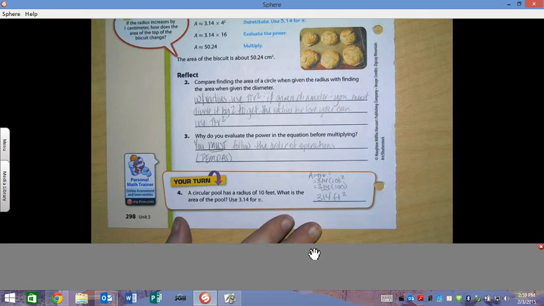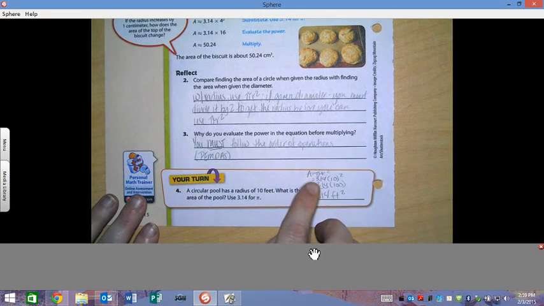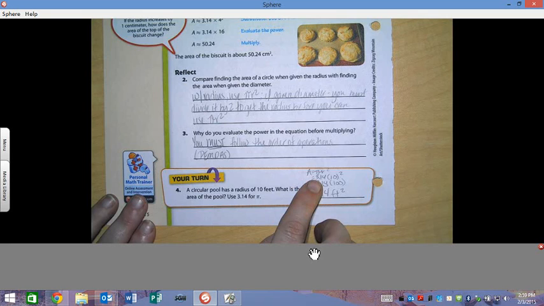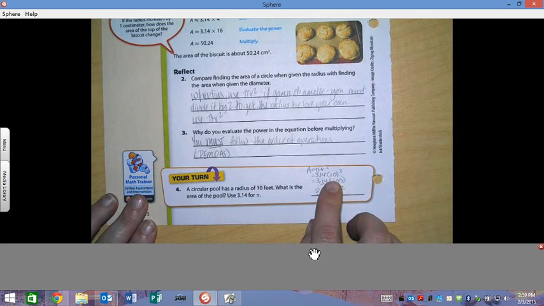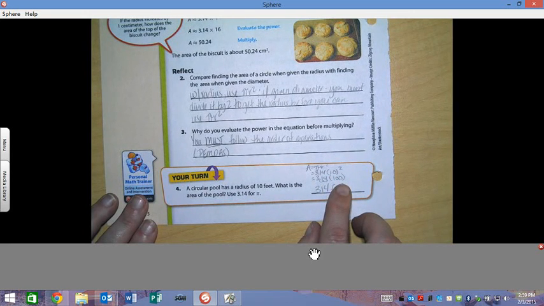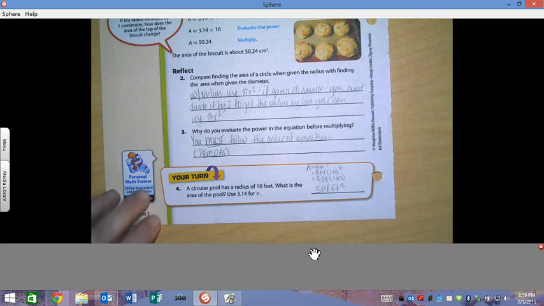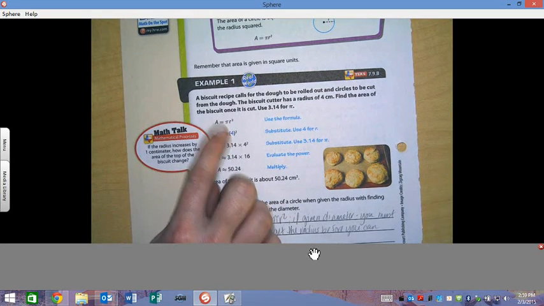Last one, you have to actually find the area. A circular pool has a radius of 10 feet. What is the area of the pool? Use 3.14 for pi. So right here we write our formula: area equals pi r squared. Pi is 3.14. Our radius is 10. So we have to do 10 squared, which is 100. And then 100 times 3.14 is 314 square feet. So this is your formula. All you have to do is plug in and substitute. You've got a couple examples here to go by.